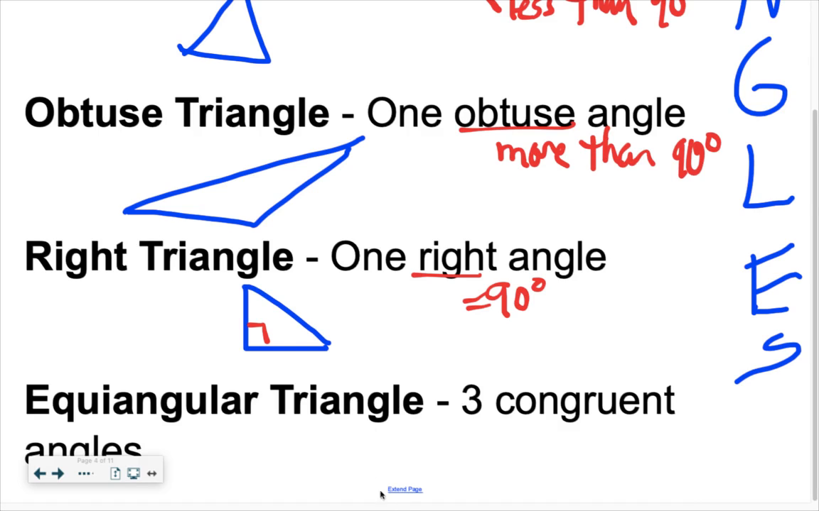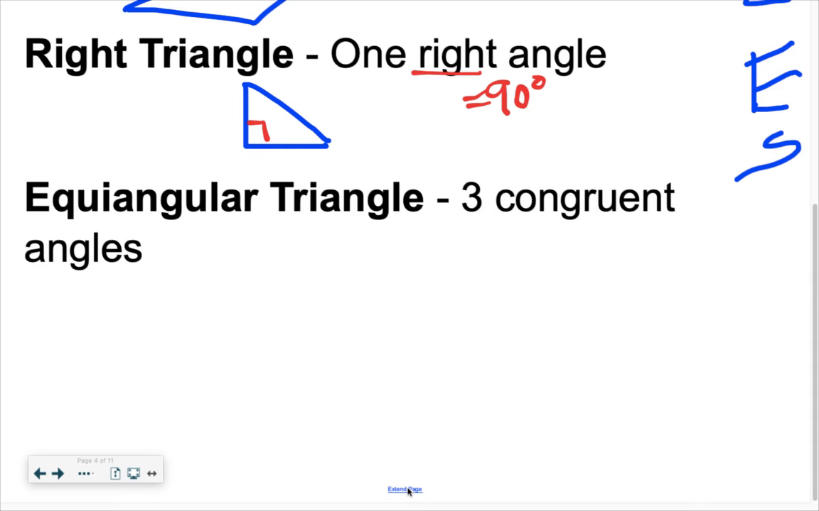Then we got this big word here. So in class, I teach a little bit of a lesson fast, but if you look at it, we got a couple of words here. We got equa and we got angular. So we talk about equiangular. I say, what does that kind of sound like when we say equa, which is equal, and angular sounds like angles. So equal angles, or in this case, all three are congruent angles.